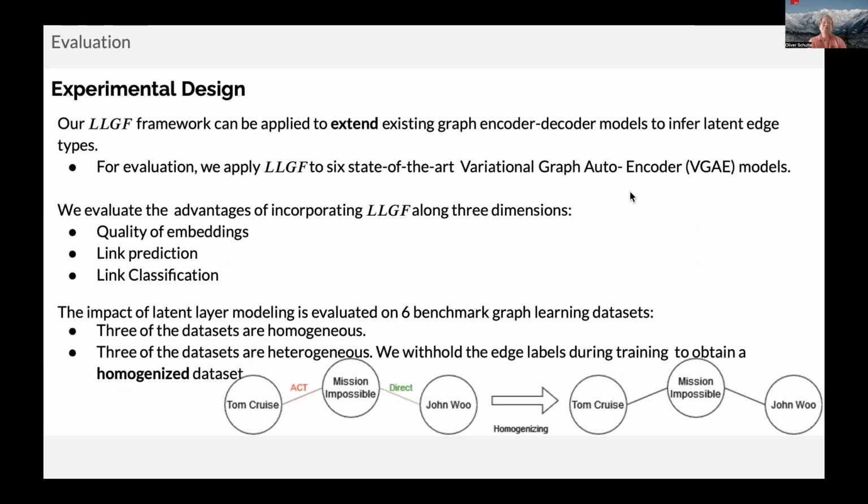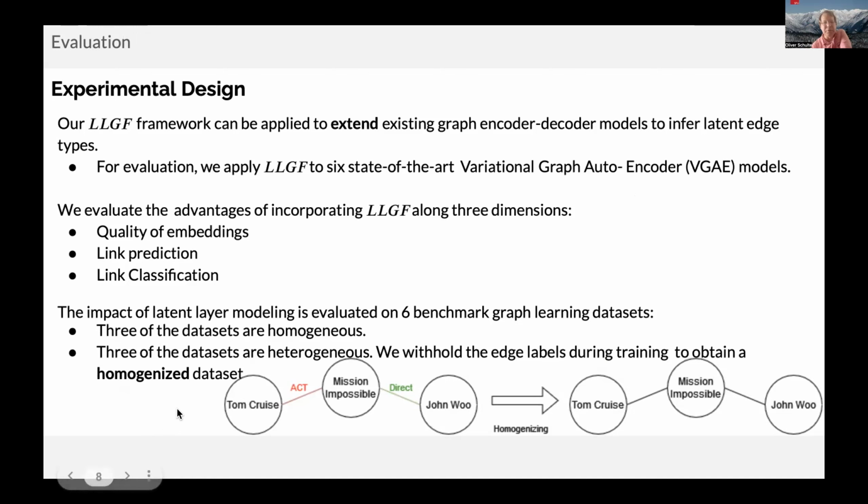We're not introducing a new architecture. We're introducing more a framework that you can apply to any graph encoder-decoder setup. And so we evaluate what happens for 6 state-of-the-art variational graph autoencoder models. We do qualitative embeddings, and then we look at 2 downstream tasks to get quantitative scores.